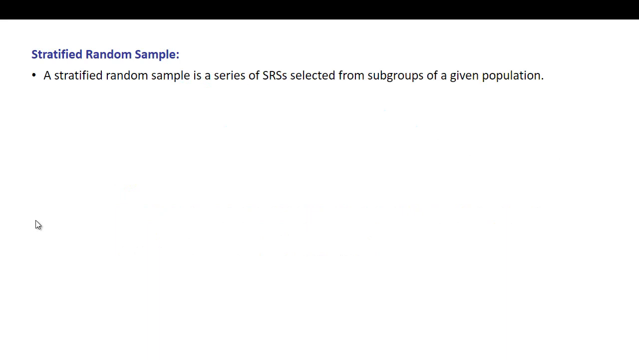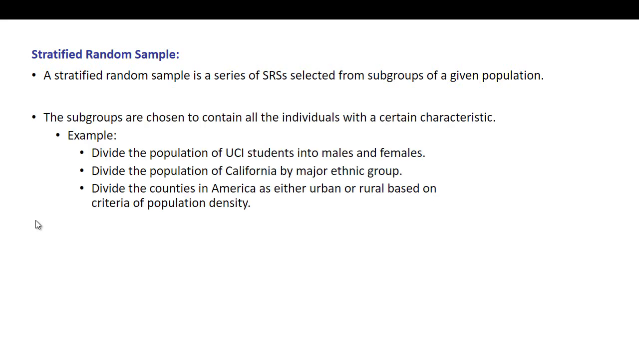Then the next one is the stratified random sample. A stratified random sample is a series of simple random samples selected from subgroups of a given population. The subgroups are chosen to contain all the individuals with a certain characteristic. So for example, divide the population of students into males and females, divide the population of California by major ethnic group, and divide the counties in America as either urban or rural based on criteria of population density.